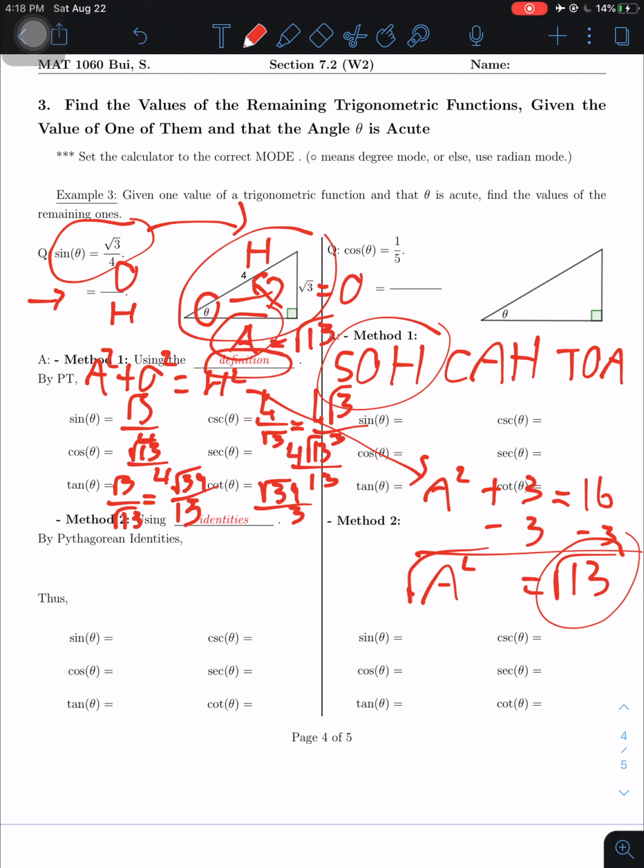Second method, identities method. Okay, this one requires more technique in algebra, I believe. But we'll be cool with it as long as you have the table of the identities. We're cool with it. All right. So we're given that sine equals the square root of 3 over 4. Let me write that here. So right after that, across it, we know that cosecant is a flip of it, which is 4 divided by square root of 3, and then we rationalize it, and we're going to get 4 square root of 3 over 3.